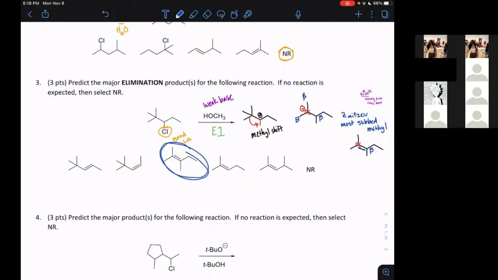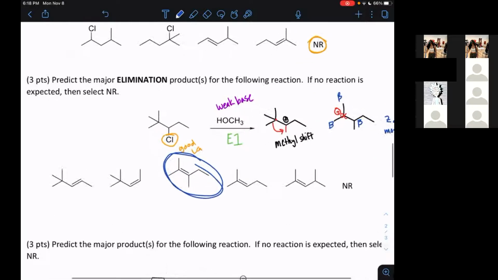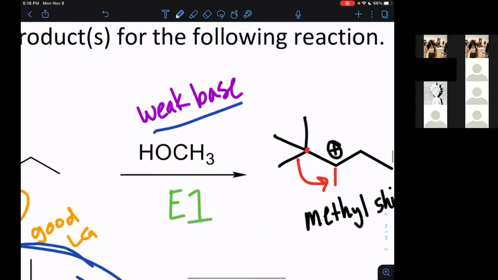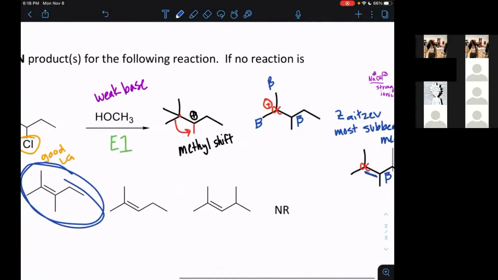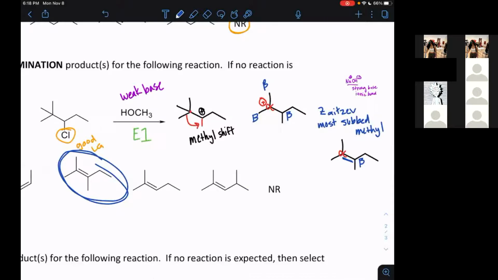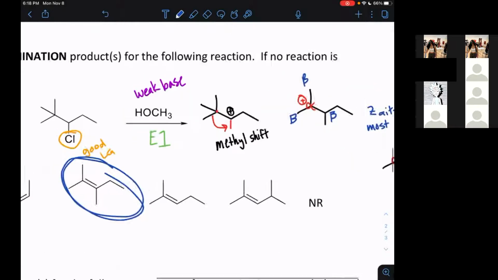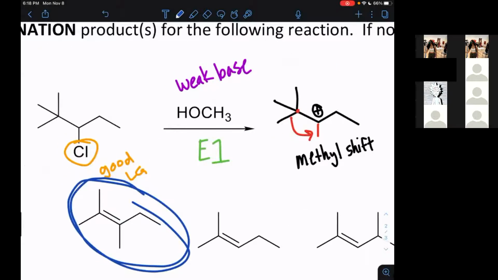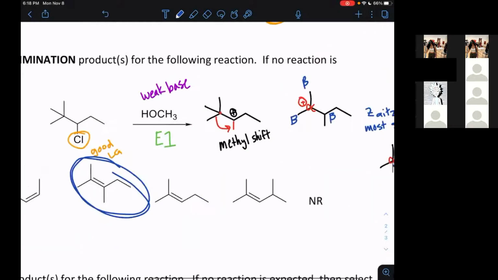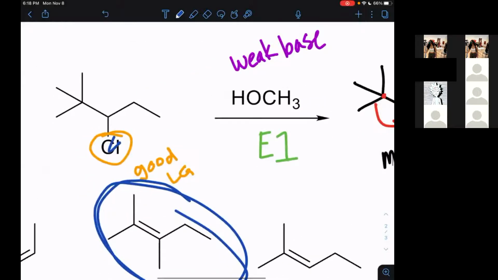Why did you guys decide it was an E1? Because it's a weak base. E1 occurs with weak bases. What happens if it was a strong base? If it were a strong base, then it would go with E2. So that would just mean that it doesn't do a carbocation rearrangement, because there never is one. So you just go straight from here, like this is alpha, and then beta, which wouldn't even work, and then this one.